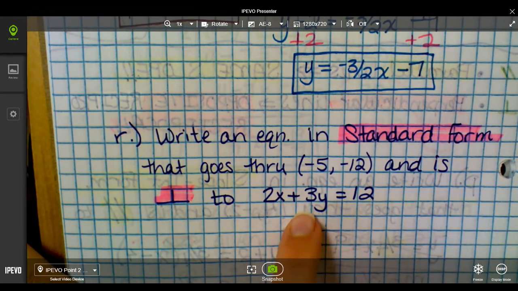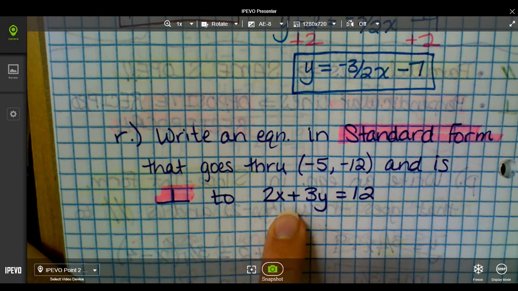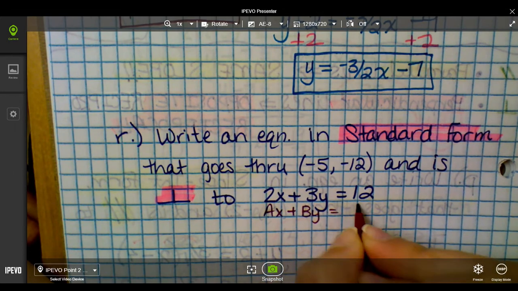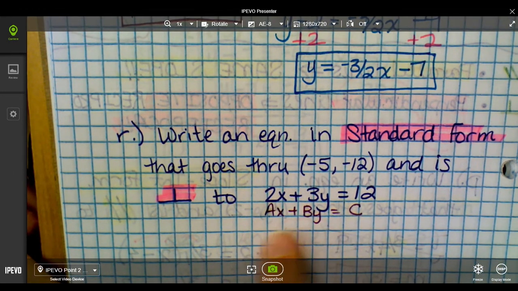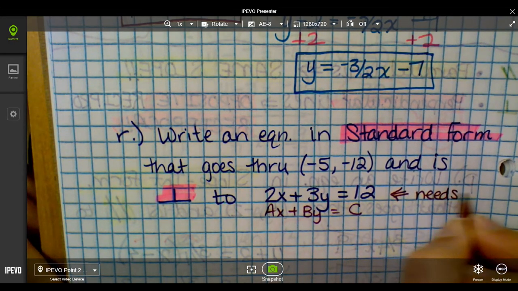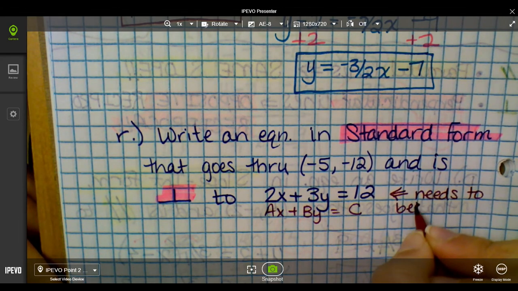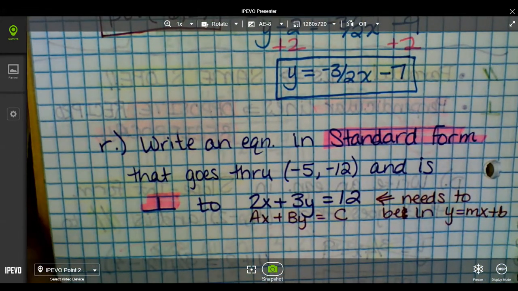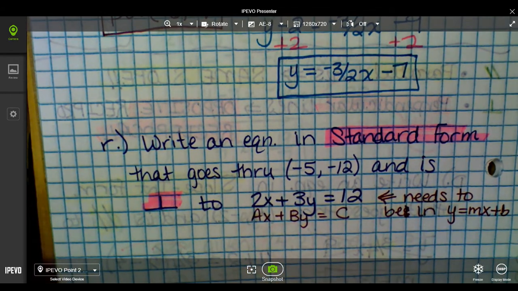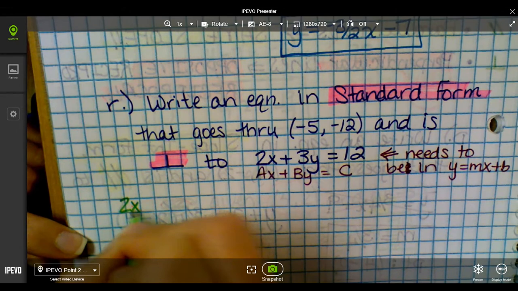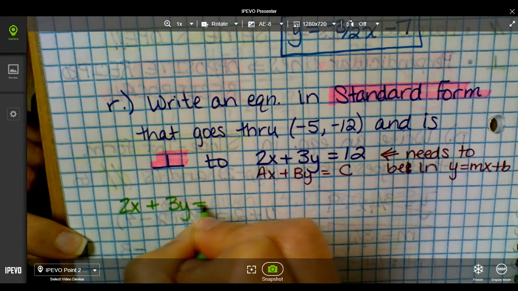You guys should notice that this is in standard form, ax plus by equals c. Where is your m in that? There is no m. So that means that you need to put this into slope-intercept form, y equals mx plus b, so I can actually pull out an m. There is no m in standard form. So you're going to have to do a little bit of side work over here just to see what my slope is. So I'm just going to rewrite my equation, 2x plus 3y equals 12.